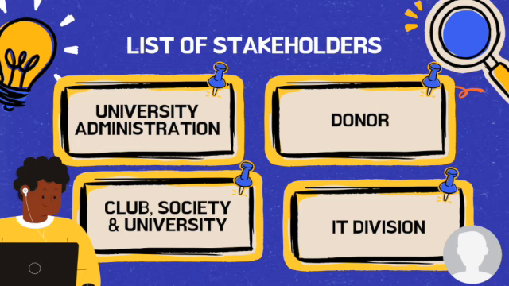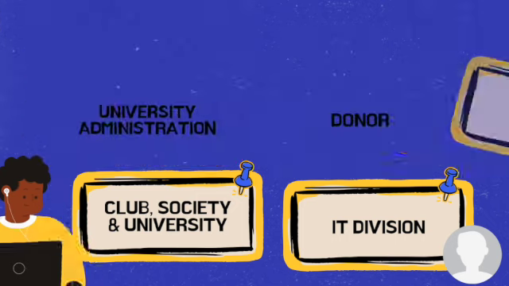And the last one, we have the IT division. These particular stakeholders will be in charge of supporting the technical infrastructure, for example, including data entry, system maintenance, security, compliance, and also reporting and analytics of the system.